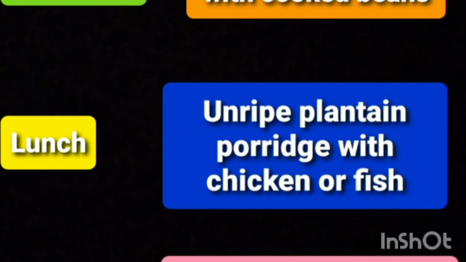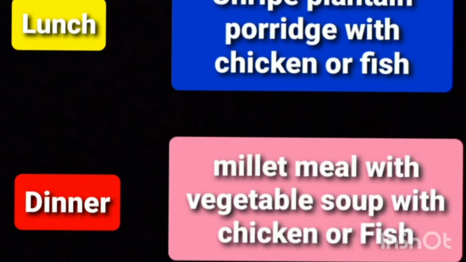Then for lunch, I went with unripe plantain porridge with chicken. Now, you make a porridge with your unripe plantain, then you add your chicken breast, or fish, anyone you choose. Then for Saturday dinner, I went with millet meal or wheat meal, anyone you choose, with vegetable soup. Any of the soups, it's your own choosing, no problem. Just go for what works for you.